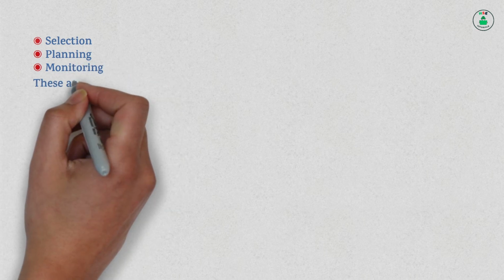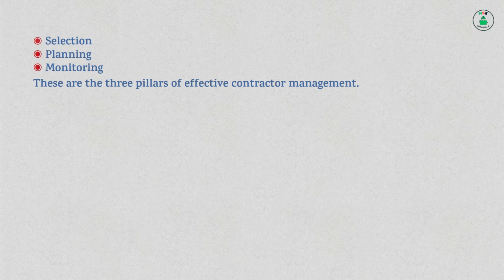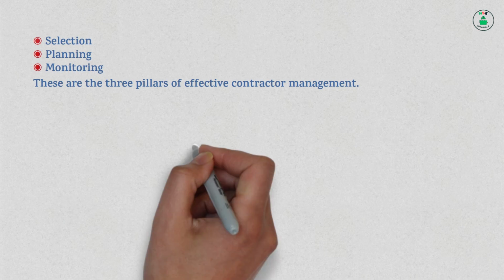Selection, planning, and monitoring are the three pillars of effective contractor management. By following these steps, you'll create a safer workplace for everyone involved.